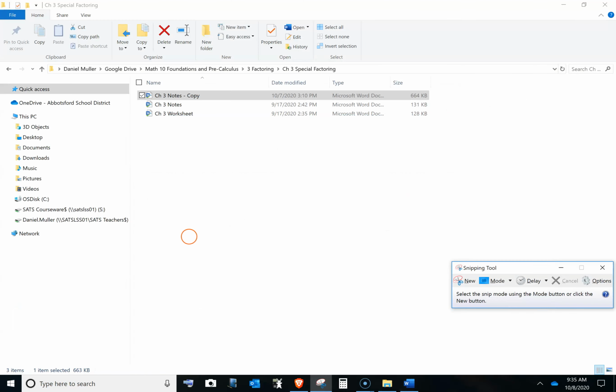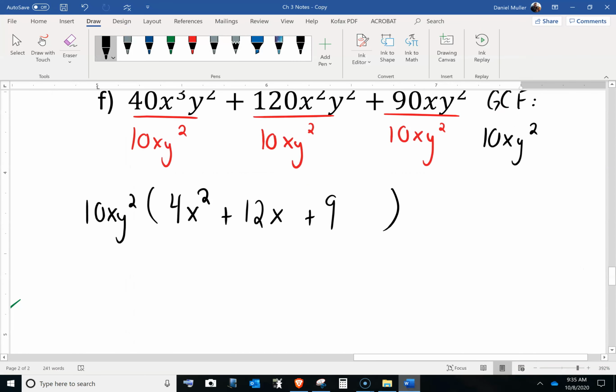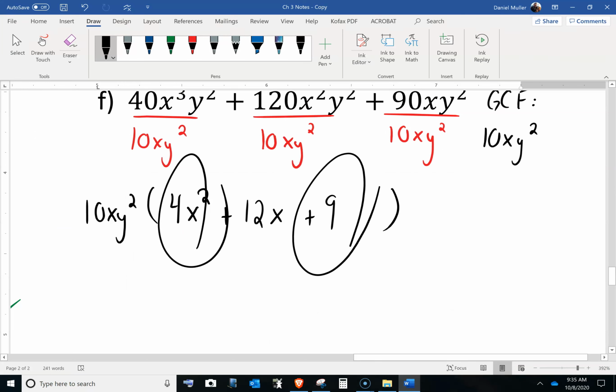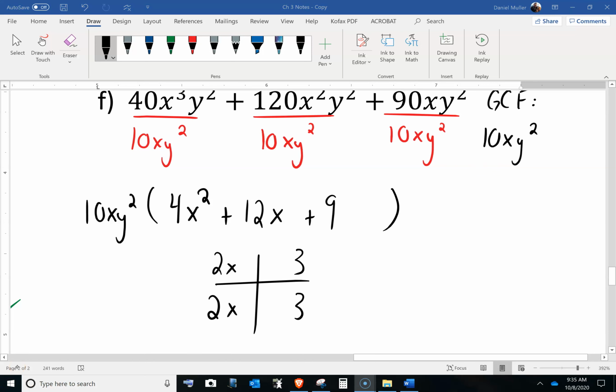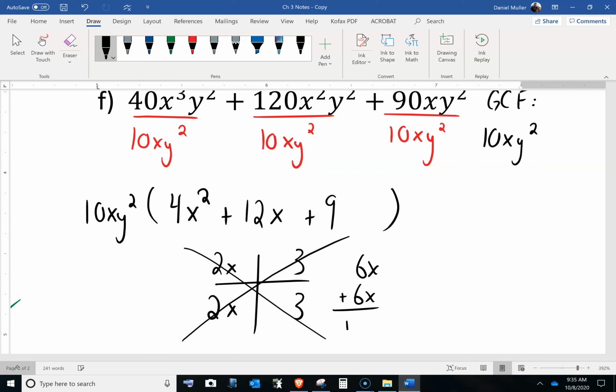And it looks to me like, okay, 4, that's a perfect number, 2 and 2. 9 is a perfect number, 3 and 3, so I'm just going to start with those. So 2 and 2, of course I need the x, and 3 and 3. Now this might not work, but it's a good place to start. So that diagonal will be a 6x, and this diagonal will also be a 6x, and if you add them, you get a 12x, which is exactly what I needed.